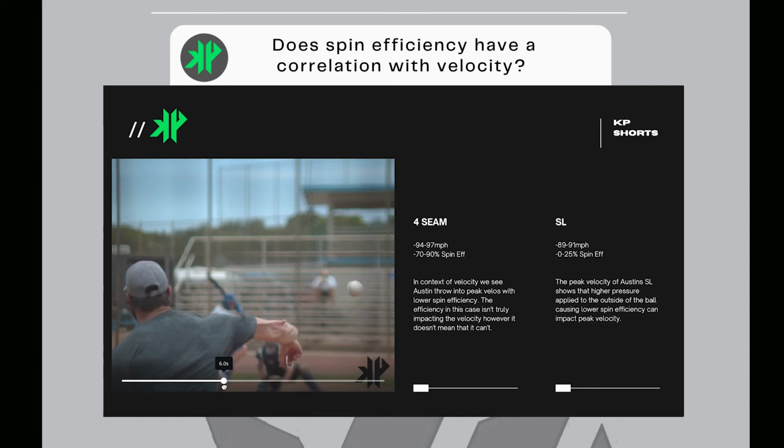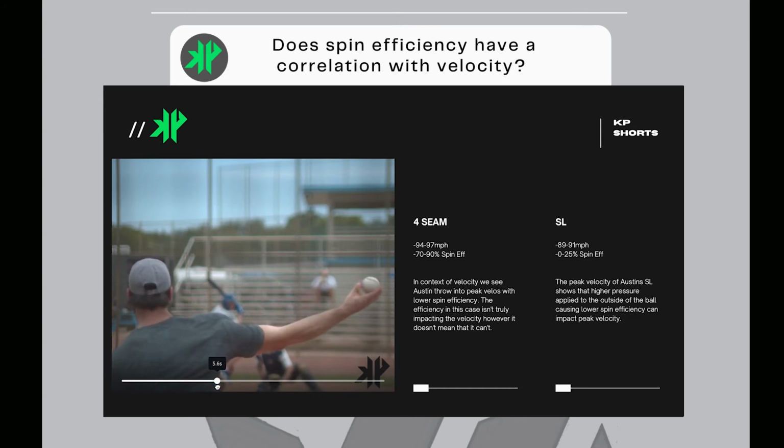But in the scale of, what does that mean for velocity? In Austin's case, this 91 mile an hour slider, which he throws quite often, more closely to 0% spin efficiency, or he picks up a couple of inches, so maybe he's 10% spin efficiency on that slider. That's kind of negating this idea that you really have to have 100% spin efficiency to always maximize your velocity.